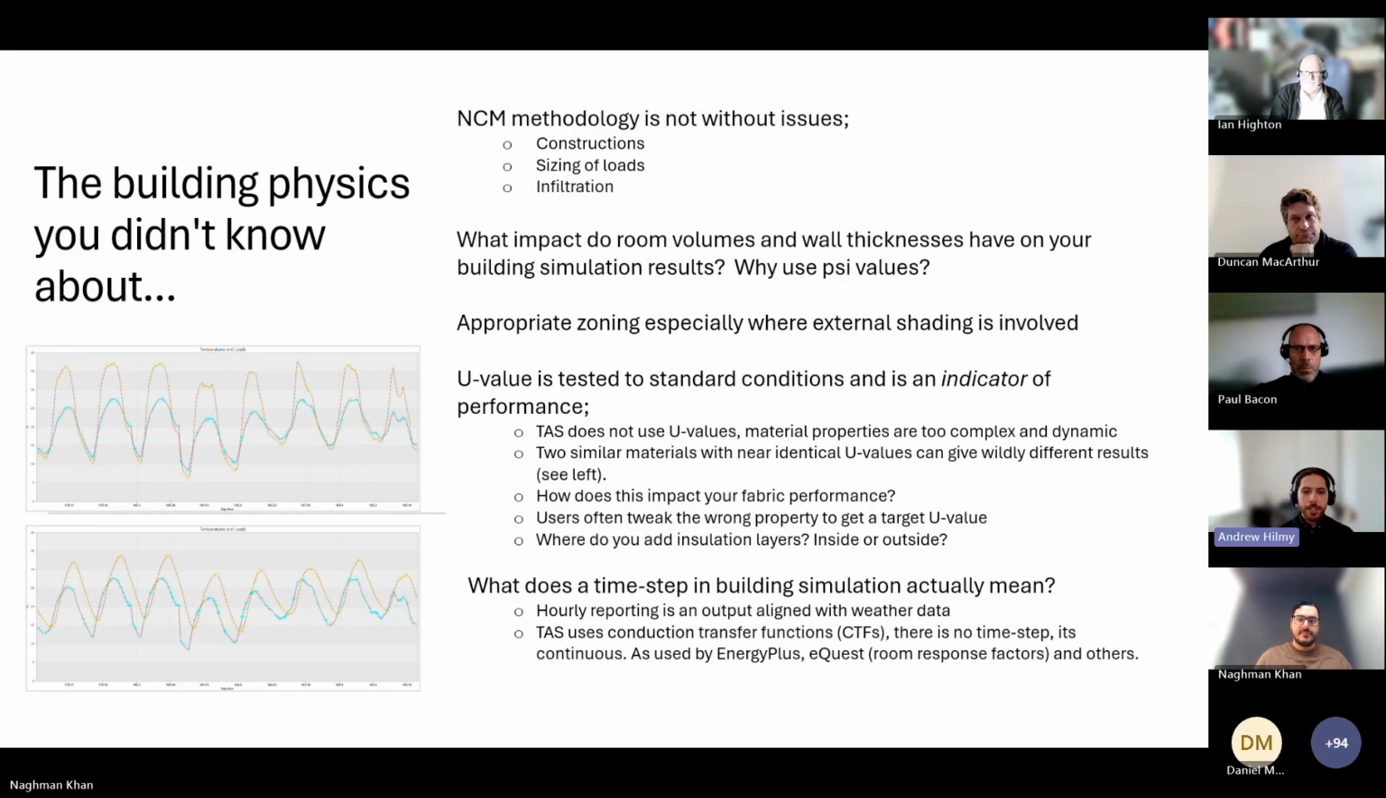Yeah, and it's not just the thermal mass that has an impact when you're comparing two materials that have the same U value. The order of the materials, where you put your insulation layers, matters too.